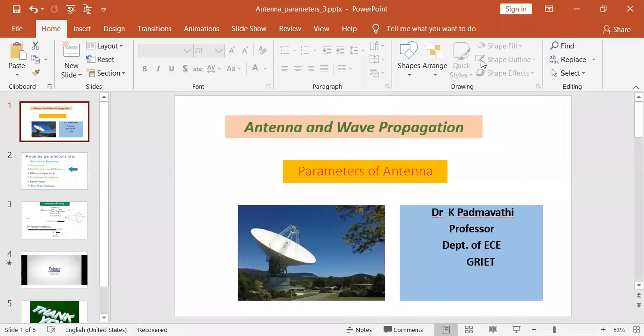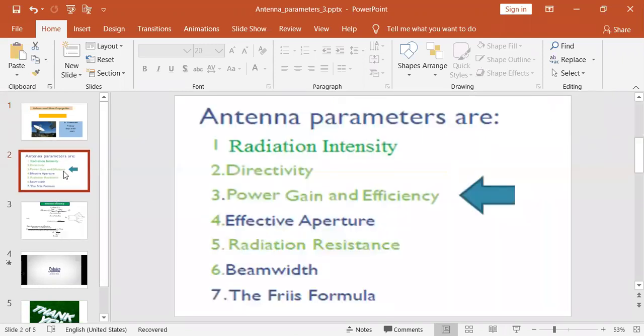Good morning to all. Today I am going to discuss the parameters of antenna. In the last class we discussed two parameters. Today I am going to discuss the third parameter, that is power gain and efficiency.